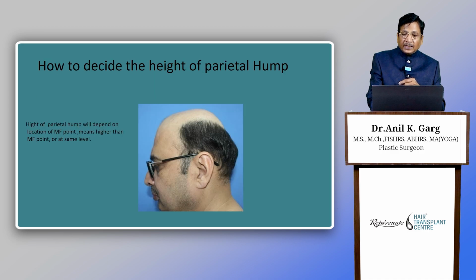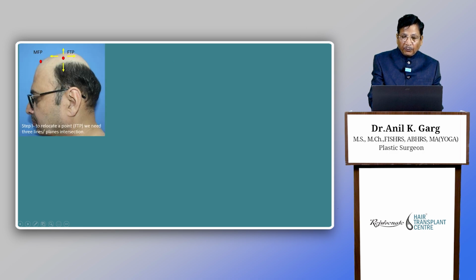Now, how to decide the height of the parietal hump? The height of the parietal hump will depend on the location of the midfrontal point, meaning higher than the midfrontal point or at the same level, as I explained before. So now let's understand step by step. I need to place a frontotemporal point. So the question is up, down, front or back, how to decide this?